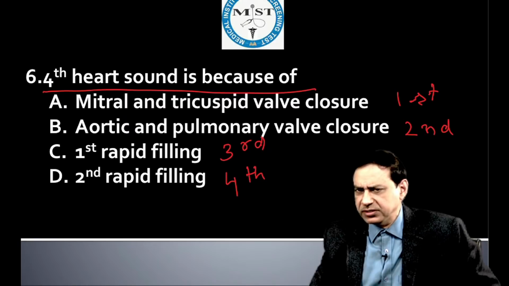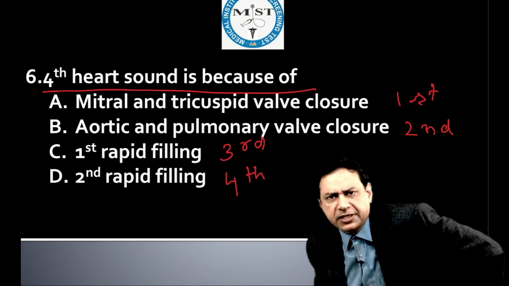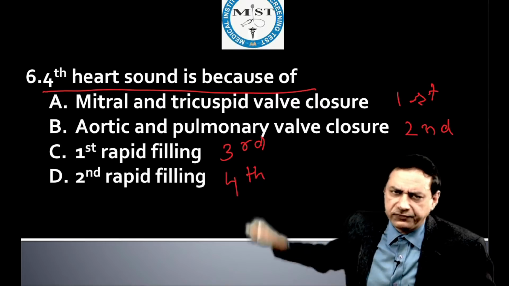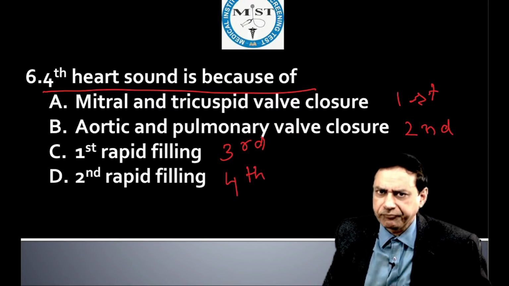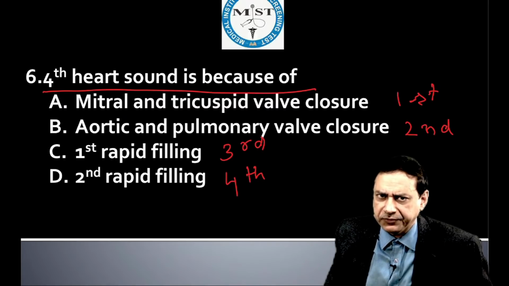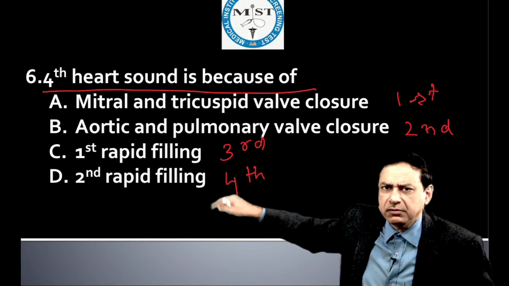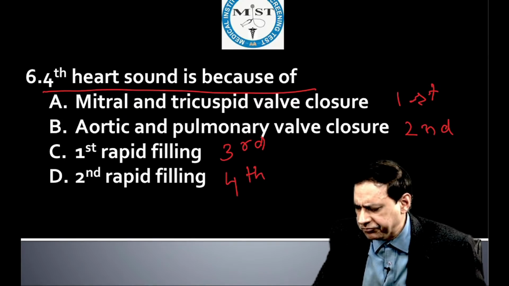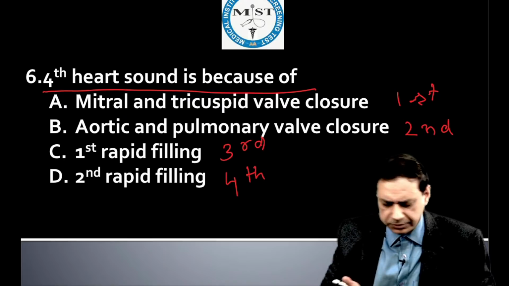Third and fourth, they are not audible. They can be recorded by phonocardiogram, but third and fourth, they are not audible. First and second, they are audible. When these sounds become audible, it may be pathological. Okay? Yeah, D is the answer.